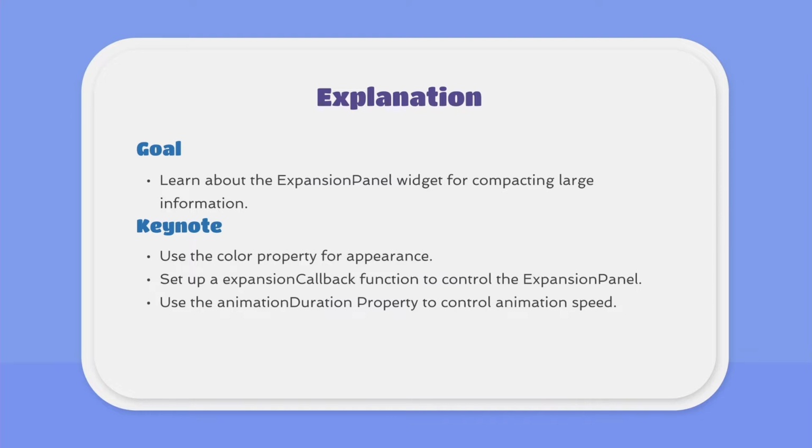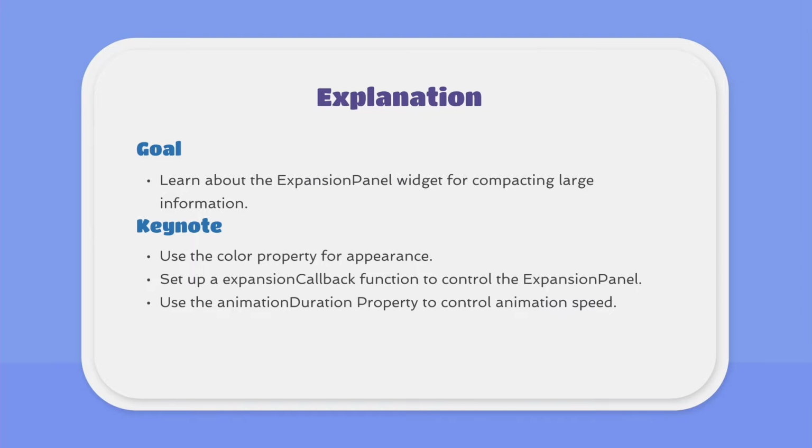We will use the color property for decoration. Also, we will set up the callback function for our panel to control what happens when each panel is tapped. Lastly, we will use the animation duration property to change collapse and drop down animation speed.